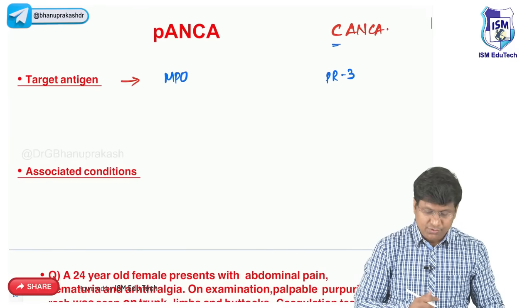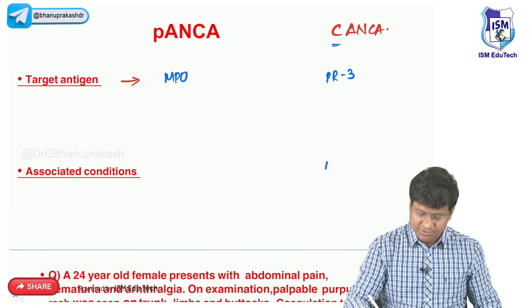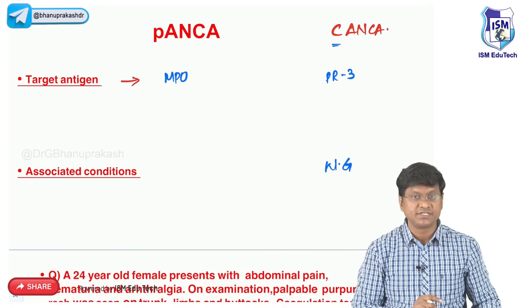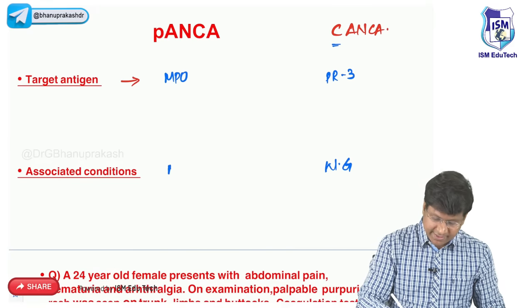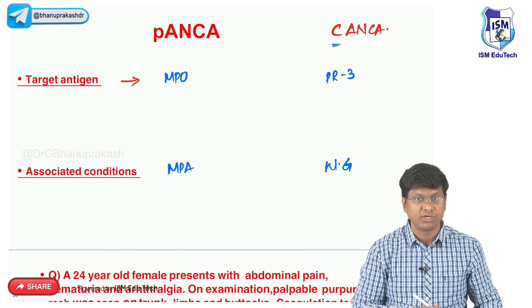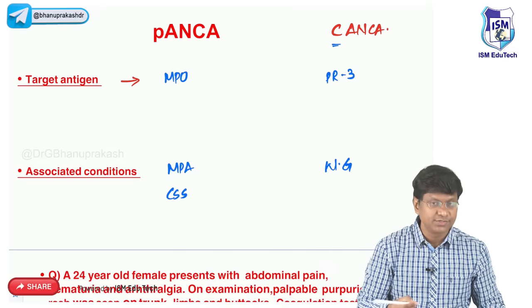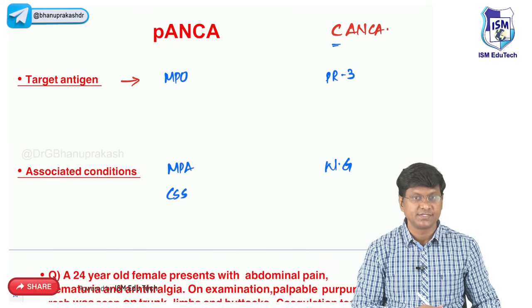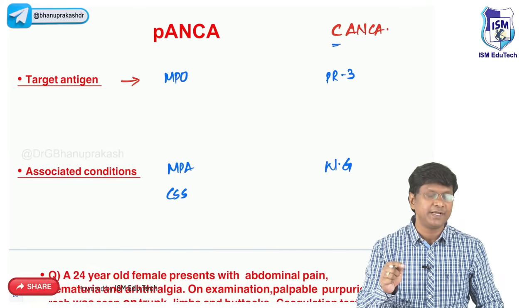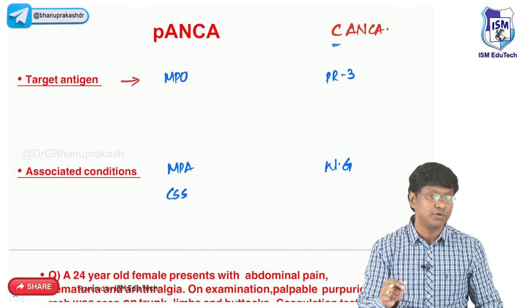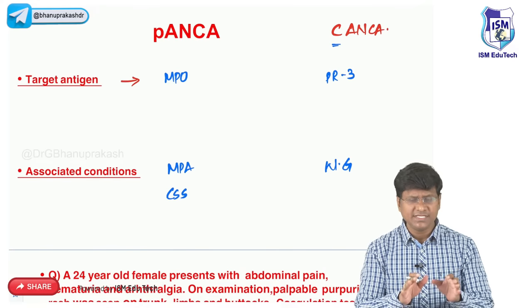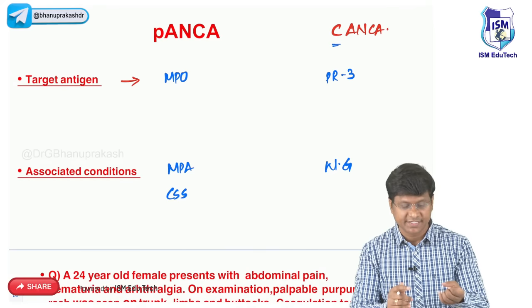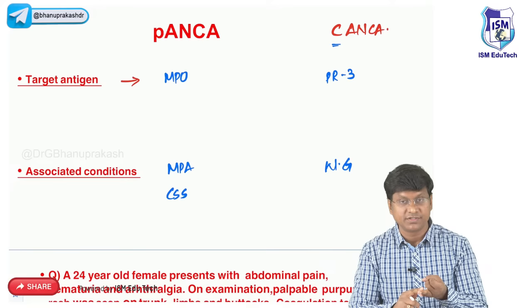Now, what are the associated conditions? C-ANCA you see only in one condition, that is Wegener's granulomatosis. But P-ANCA is present in multiple forms of vasculitis: microscopic polyangiitis, which is a small vessel vasculitis, then Churg-Strauss syndrome, which is also a small vessel vasculitis, and apart from that, idiopathic crescentic glomerulonephritis also has P-ANCA positivity. Now, these are the various ways by which you can classify vasculitis: based on the size of the vessel, the type of inflammation, and the antibodies.